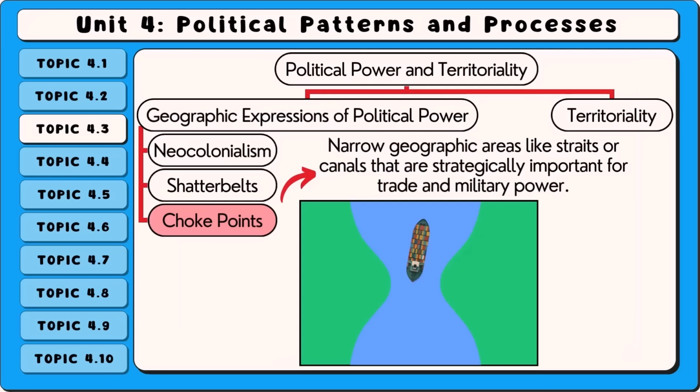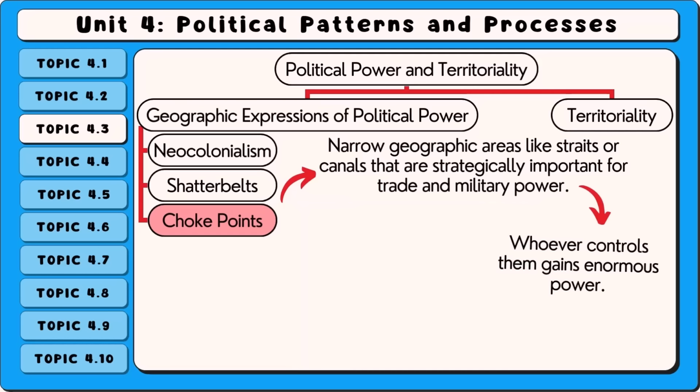Choke points are narrow geographic areas, like straits or canals, that are strategically important for trade and military power. Because so much shipping passes through these points, whoever controls them gains enormous power.